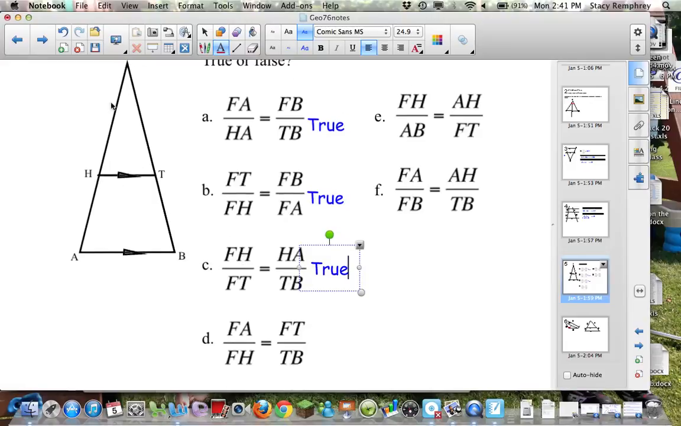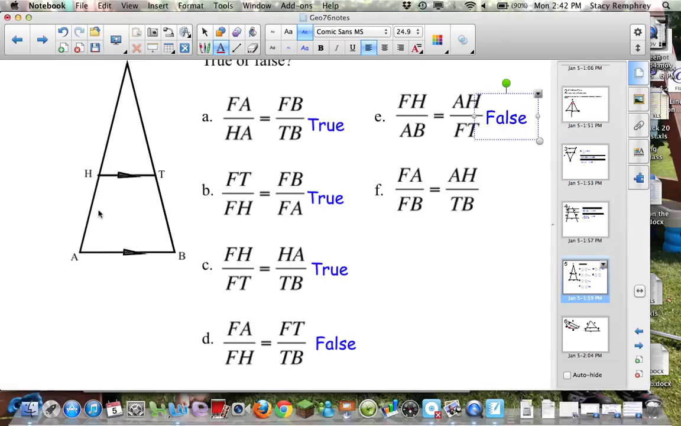So here I have FA over FH. Okay, so I have the long side over the short side. And FT over TB. And those are comparing different things. I went long side to short side, part to part. That's not the same thing. So this one's going to be a false. Sorry. I have FH over AB and AH over FT. And those just aren't matching things that are very similar at all. So this will be a false.